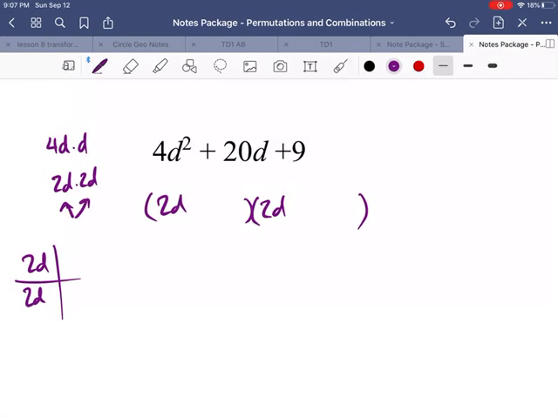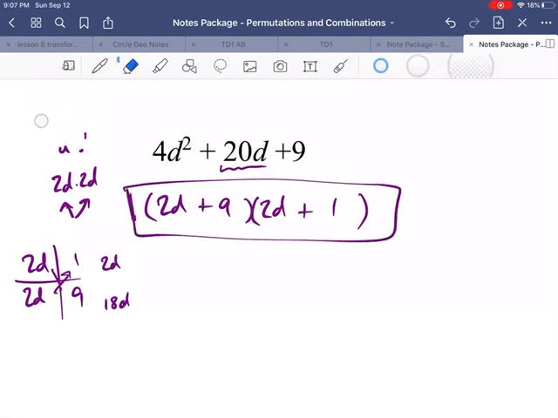I'm just going to make a little chart here. So 9 could be 1 times 9 or 3 times 3. Now generally I like to start with the ones closest together, so 3 and 3. So if you multiply, you're going to get 6d and 6d. Well, 6d plus 6d does not give me my 20d. So that means I need to try something different. We need to do the 1 and 9. So 2d times 9 is 18d, and 2d times 1 is 2d. Perfect. So let's put in our 9 and 1. Everything's positive, so we're good to go.